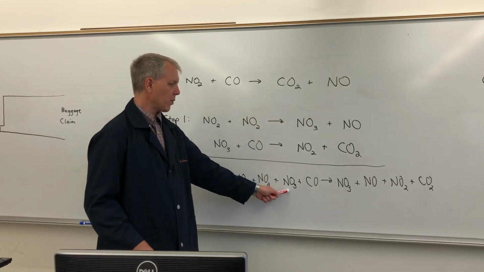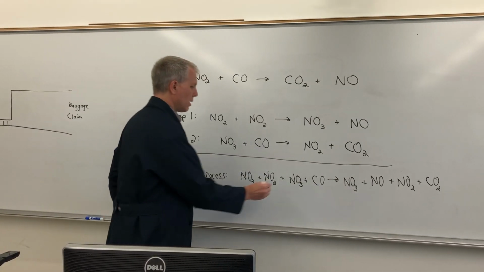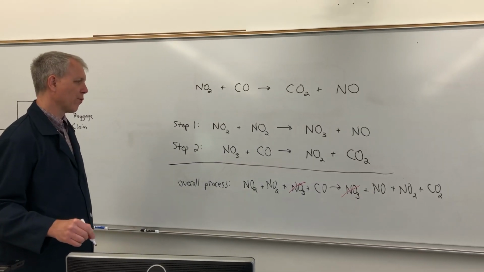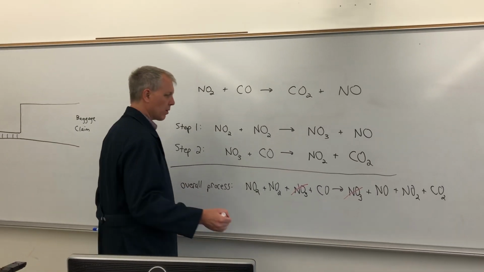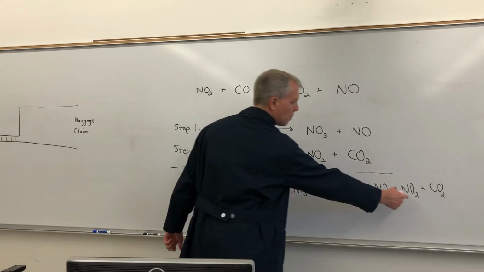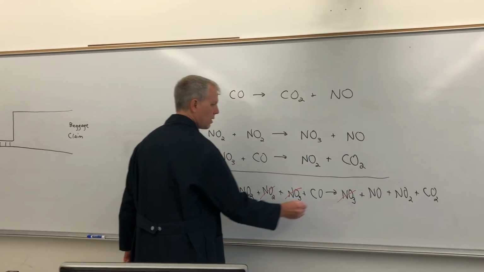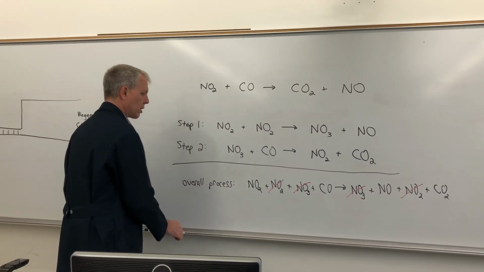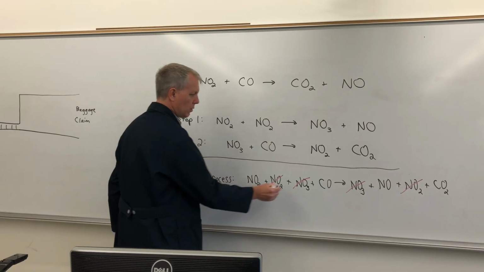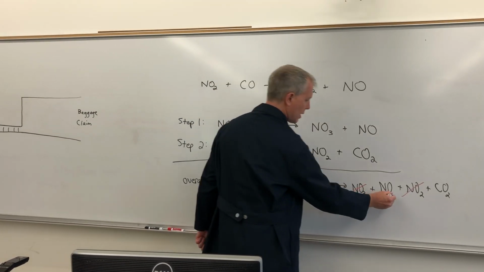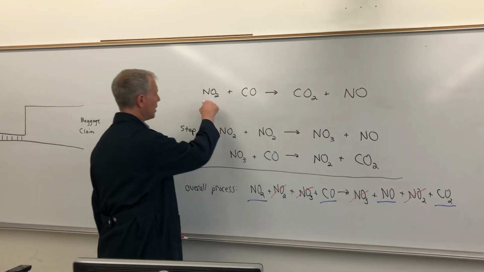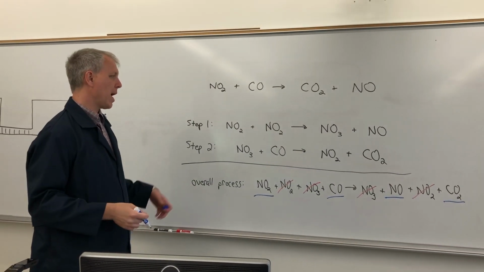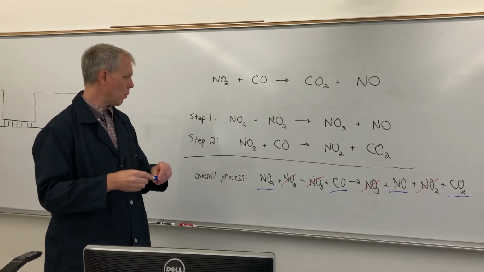But of course, if we use an NO3, but then form an NO3 again, we can cross those things out. There's been no using up or forming of NO3 going on. Similarly, if we use up two NO2s, but form an NO2 in the end, the overall thing has just used one NO2. And so if we look at this, we've got NO2 plus CO yields NO and CO2. So there's the overall reaction happening through two steps rather than one step.